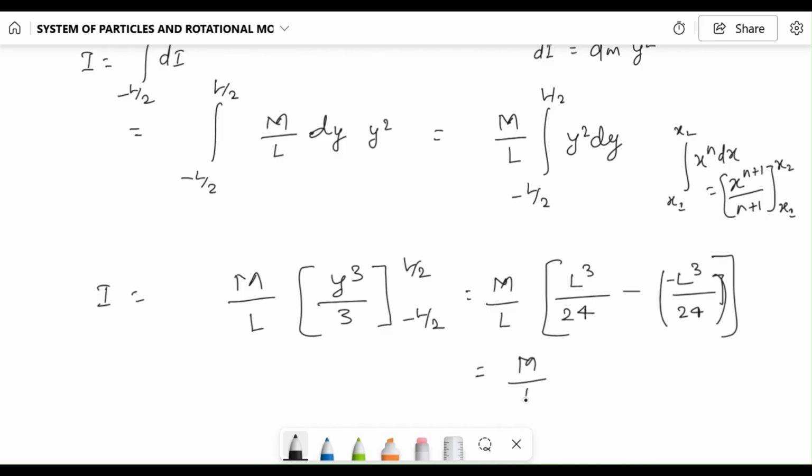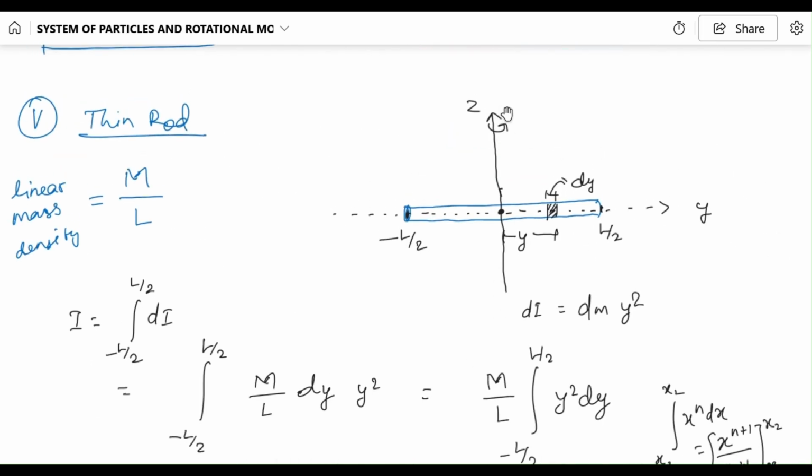So M by L, and here it will be L cube and plus, this is going to be plus. So 2L cube divided by 24. So ultimately it will be L cube divided by 24, and here 2L cube divided by 24. So we will have M L square by 12. So we can say that for a thin rod, we will have moment of inertia about an axis which is passing through its center and which is perpendicular to its length. So this moment of inertia we can write I equals to M L square divided by 12. This is what we can do.